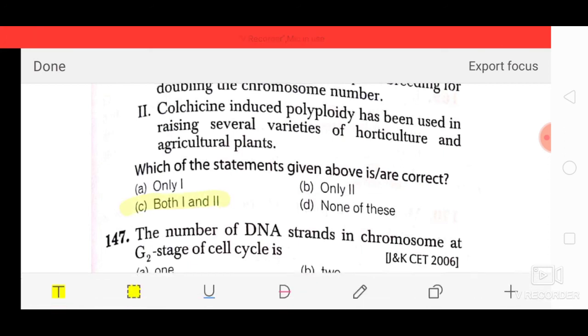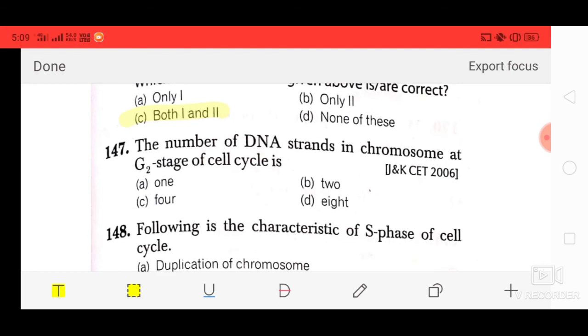The number of DNA strands in a chromosome at G2 stage of cell cycle is, options are A 1, B 2, C 4, and D is 8. And the correct answer of this question is option number C, that is 4.